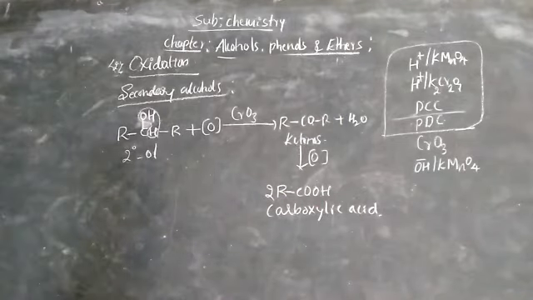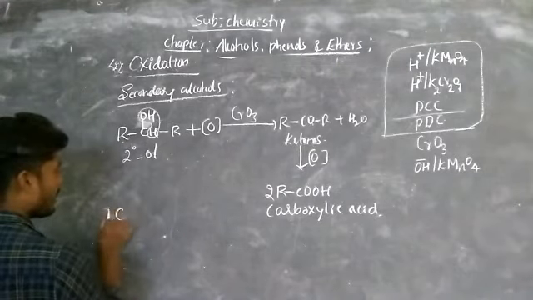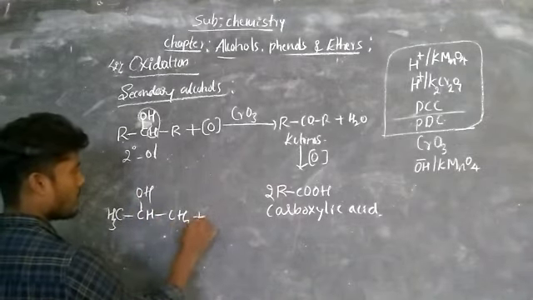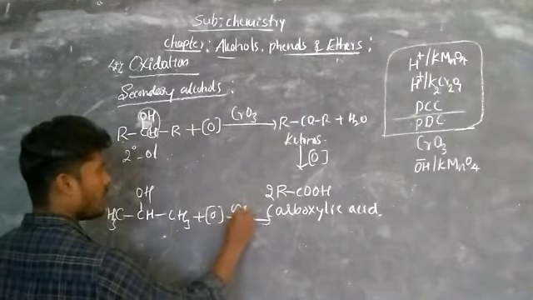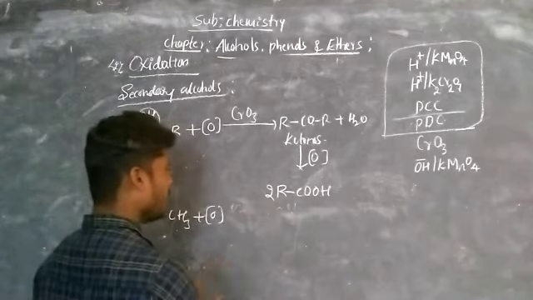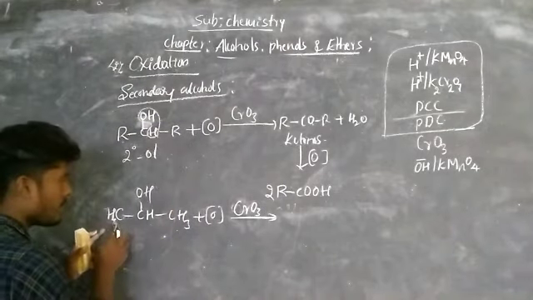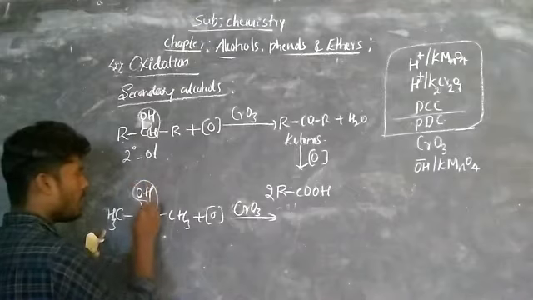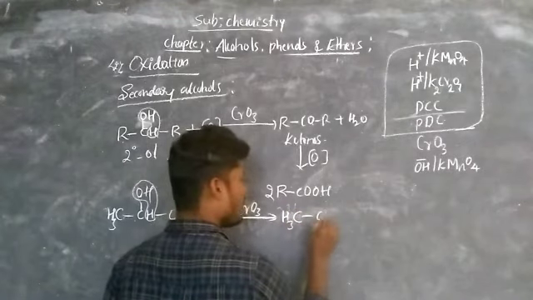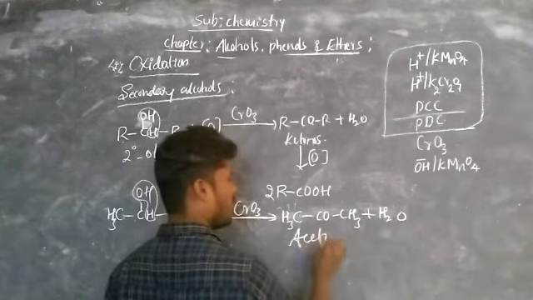So the second example for this one, in case of our, take CH3–CH(OH)–CH3 with the oxidizing agent CrO3, chromic oxide. So what you get? By putting chromic oxide, you get ketones. So CH3CH, here H and OH becomes water, and O is added here. You get CH3–CO–CH3 plus H2O. This is acetone. That is a ketone.